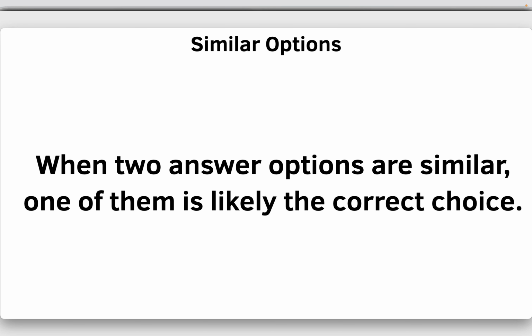Similar options. So when 2 answer options are similar, one of them is likely the correct choice. So when you encounter 2 very similar answer options in the AWS exams, this pattern indicates that one of them is likely the correct answer. And here is why, the logic behind similar options. And this goes to something called the test creation pattern. Test creators often develop the correct answer first, then create variations of it as distractors. Similar answers usually indicate the test writer is focusing on subtle but important distinctions.